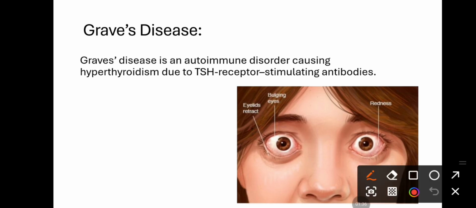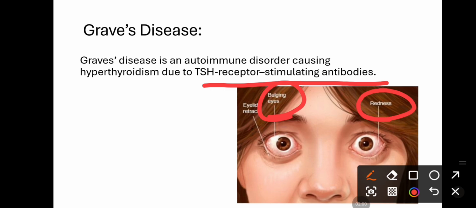So coming to Graves' disease, it is an autoimmune disorder causing TSH receptor stimulating antibodies. Once again I will repeat: Graves' disease is an autoimmune disorder causing TSH receptor stimulating antibodies. In Graves' disease, we will see redness and bulging eyes as a clinical feature.